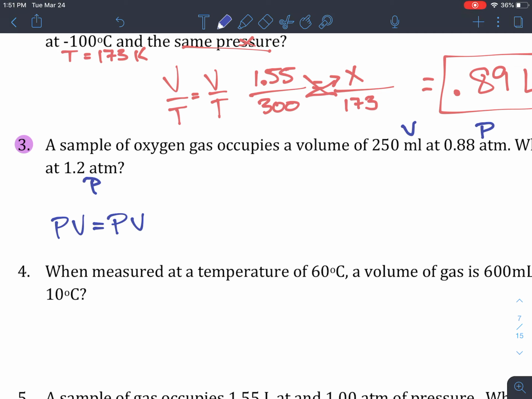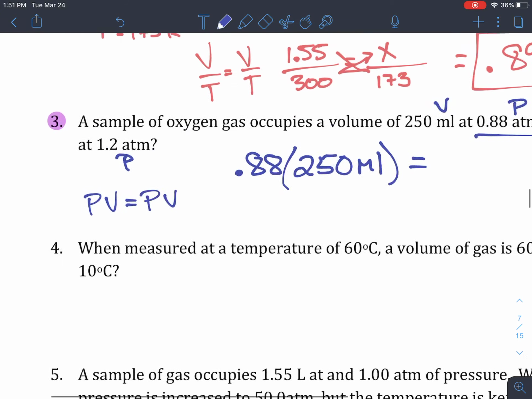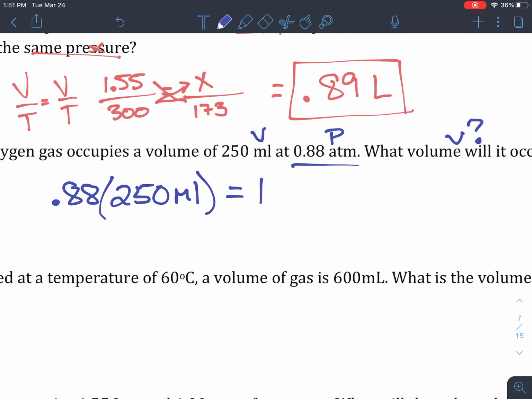So our first pressure was 0.88. Our first volume was 250 milliliters. And we're going to equal that to the second pressure, which was 1.2 atmospheres, times V. Actually, I'll take out the parentheses. We never see it like that. It's just 1.2 V. Okay, and we're solving for V.